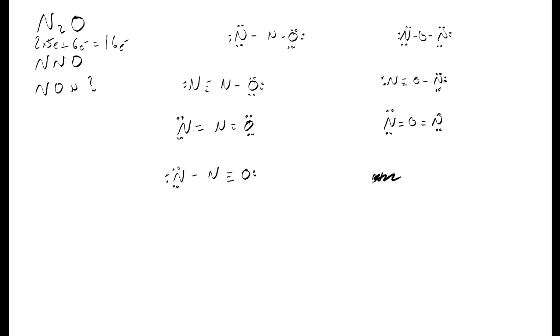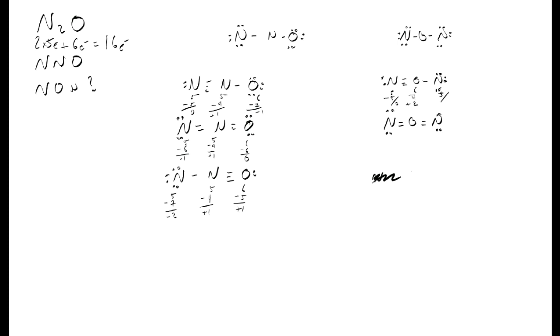Okay. So now, let's find formal charges. 5, 5, 6. So this nitrogen on the left here sees 1, 2, 3, 4, 5. 0, 5 minus 4 is 1. 6 minus 7 is negative 1. 5 minus 6 is negative 1. 5 minus 4 is positive 1. 6 minus 6 is 0. 5 minus 7 is negative 2. 5 minus 4 is positive 1. 6 minus 5 is positive 1. 5 minus 5 is 0. 6 minus 4 is positive 2. Oof. You know what, I'm just going to stop right there.